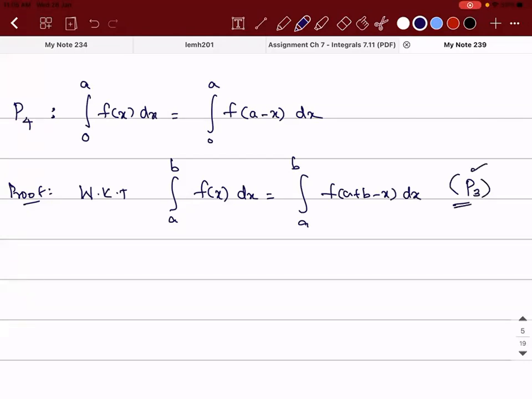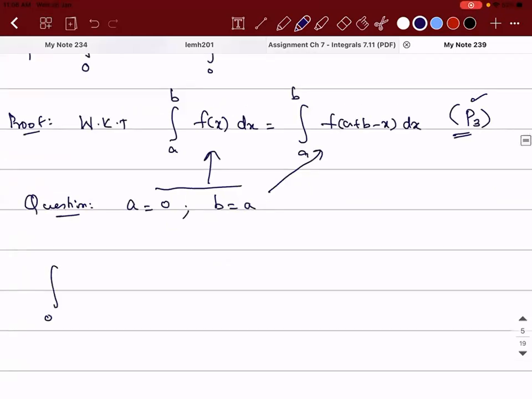Now, if you see in the question, that is in P4, a is taken as 0 and b is taken as a. If that is the case, substitute these values here as well as here. Then what will you get on the LHS? LHS will change as integral of 0 to a. In the place of a, I replace with 0. In the place of b, I replace with a. The function is the same, is equal to the integral of the right hand side also.